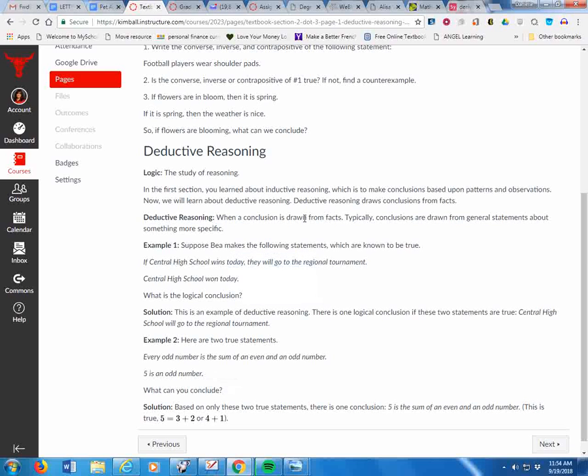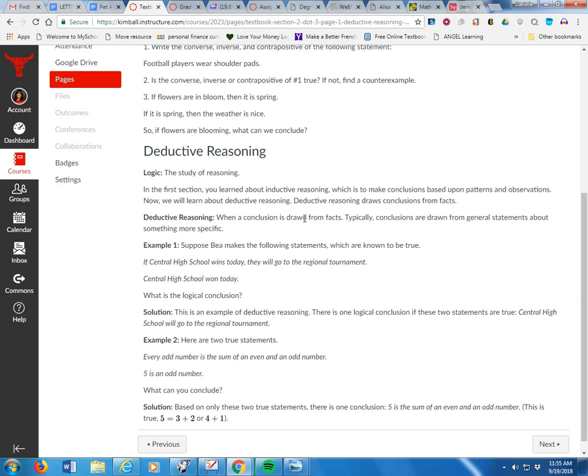So another non-math section, right? We're going to talk about deductive reasoning. Inductive reasoning is where you're making hypotheses or conjecture about a pattern. Deductive is based on fact. That's kind of the difference between inductive reasoning and deductive reasoning.